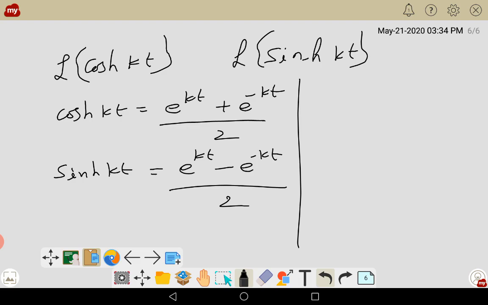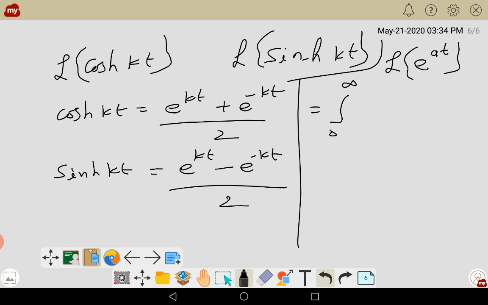If you know these two rules, and if you know the Laplace transform of an exponential, that rule has to be derived first, isn't it? I will show you that rule as well: how to derive the Laplace transform of an exponential function. Then everything is done. What is the Laplace transform of e raised to at?